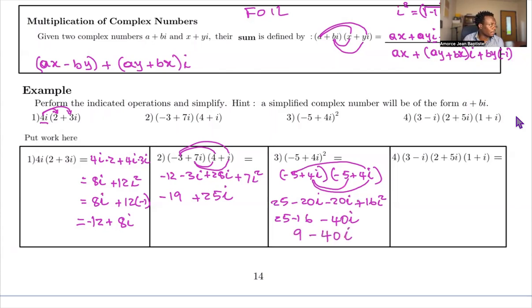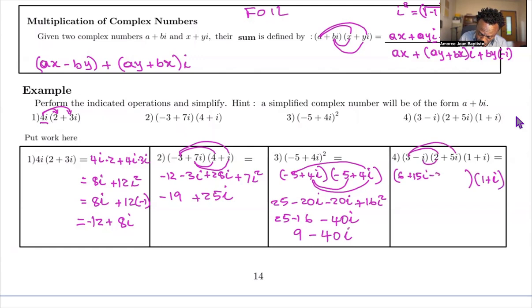And then finally, we're multiplying these three complex numbers: 3 minus i times 2 plus 5i times 1 plus i. So we're going to multiply the first two first, and then multiply the result times the third one. Let me multiply 2 times 3, that's 6. And then 3 times 5i is 15i.